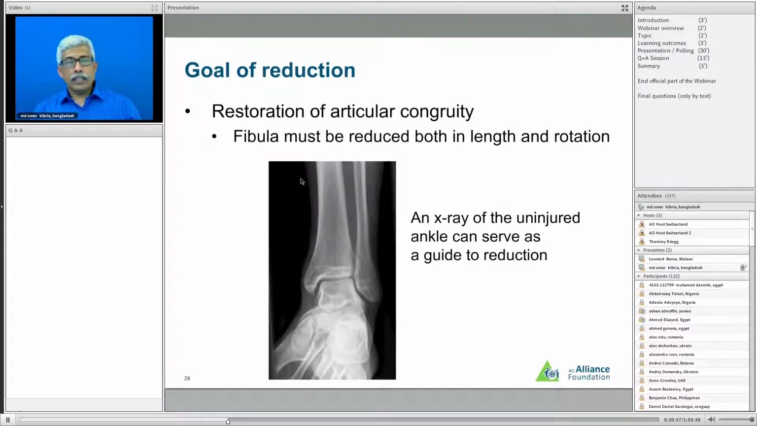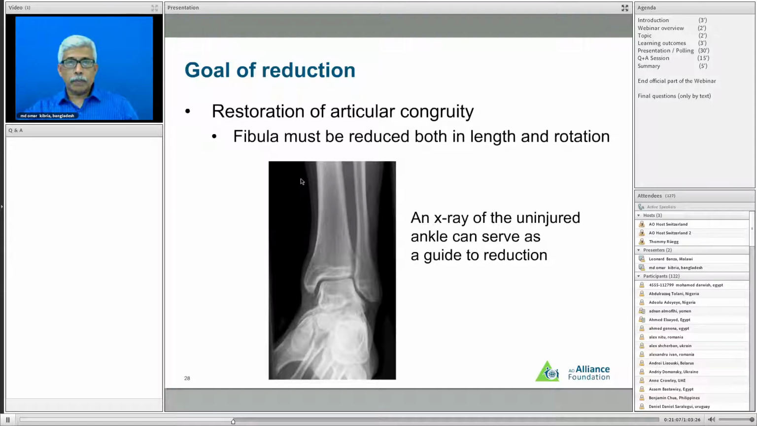While treating, the main goal of reduction is to restore the articular congruity. Articular congruity maintains the cartilage. If the congruity is not maintained, the cartilage degenerates and leads to osteoarthritis. I told you that before. To have an appropriate articular congruity, the fibula must be reduced both in length and rotation.